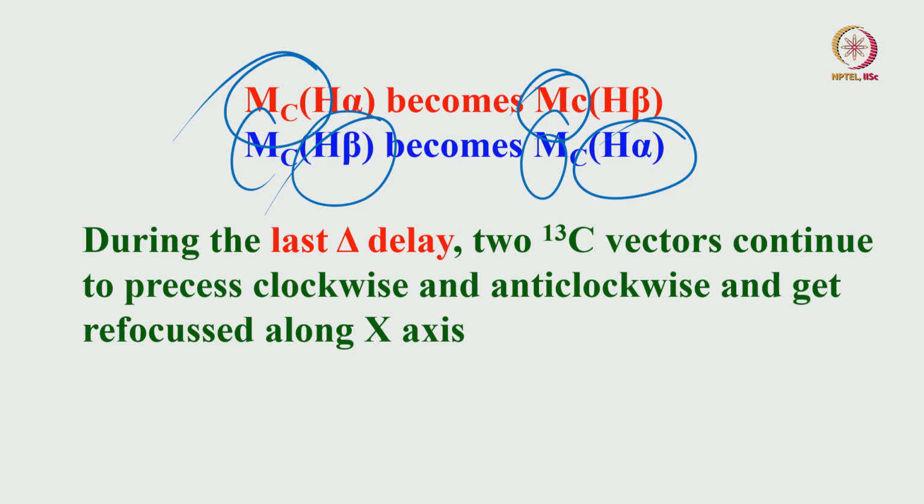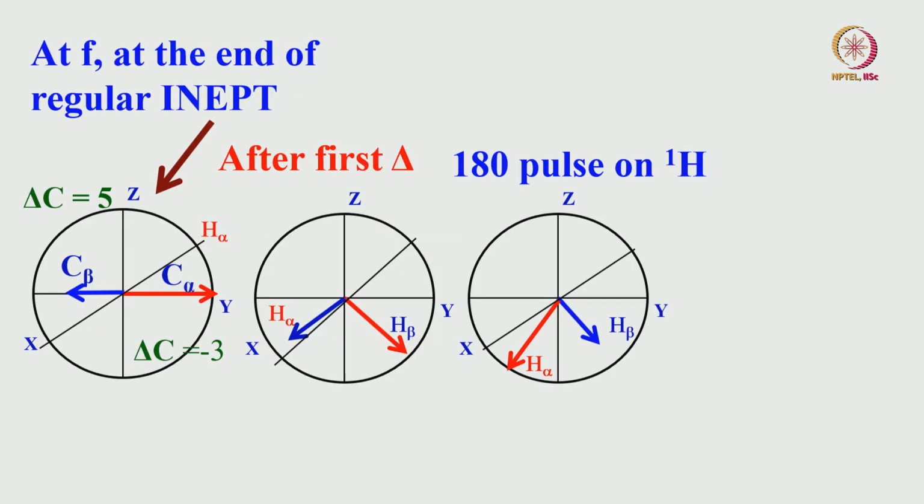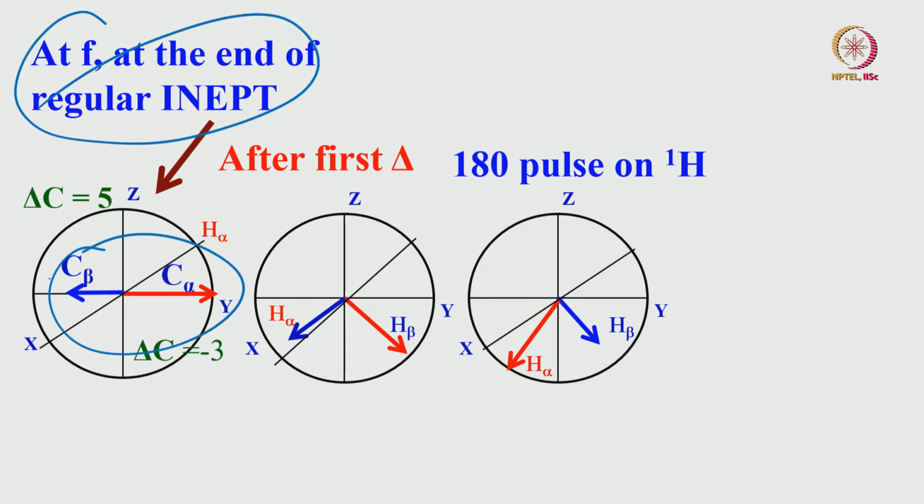One is fast moving, the other is slow moving. One goes clockwise, the other goes anti-clockwise. After a certain delay, they again come back to the x-axis. This is what you understood in spin echo. It gets refocused again with this delay. At the end of the regular INEPT, at F, we understood the carbon 13 vectors are antiphase, -3 and +5. That we know.